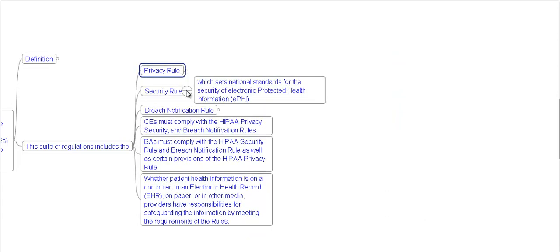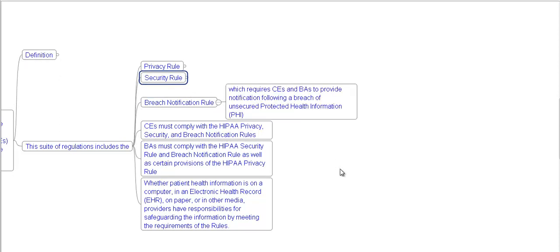Security rules. I have already covered this, but I will repeat it again. It sets national standards for the security of electronic protected health information, ePHI. Breach notification requires covered entities and business associates, BA, to provide notification following a breach of unsecured protected health information.